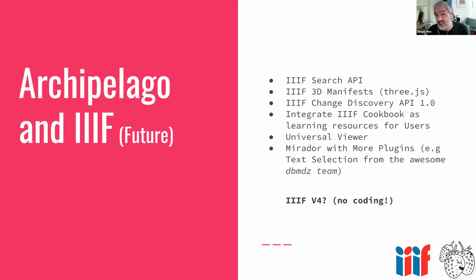We're very interested in the IIIF Change Discovery API. They're great choices, alternatives to AI there. We want to also integrate the IIIF Cookbook as a learning resource for users while they're building and testing these Twig templates, so they have good references. Universal Viewer is one of the viewers that we have left to the side, but we're going to go there. And also Mirador with more plugin support, specifically the text selection that's coming from the Bavarian State Library and their amazing theme that we kind of love.